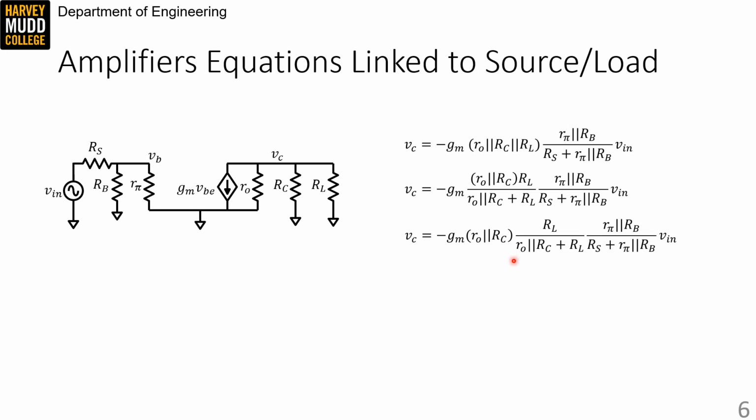So this first voltage divider equation is between the load and some internal property of the amplifier, RO parallel RC, and the second one is the one we were looking at earlier, between R pi parallel RB and the source. And then the remainder looks like a voltage gain. It's dimensionless GM times some resistance, RO parallel RC. So it looks like our gain is broken up into three parts: a voltage gain, an output term, like an output divider, and an input term, some sort of input divider.